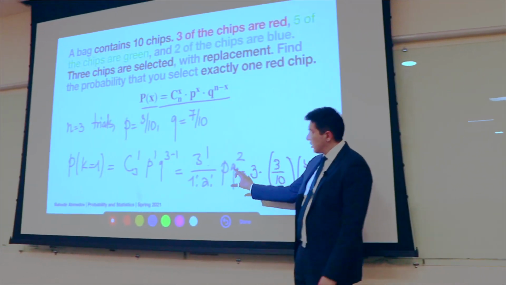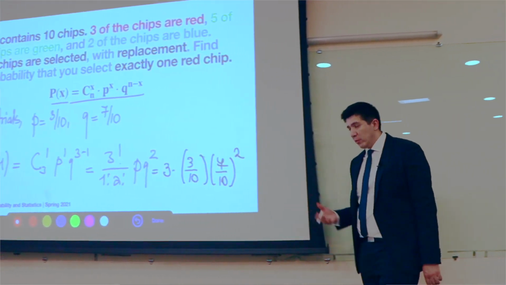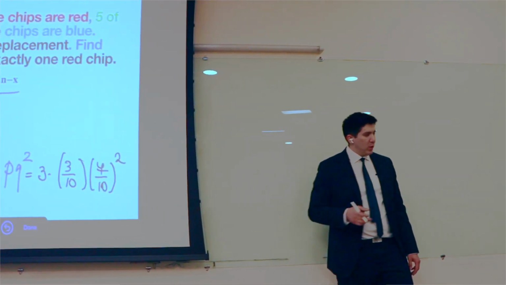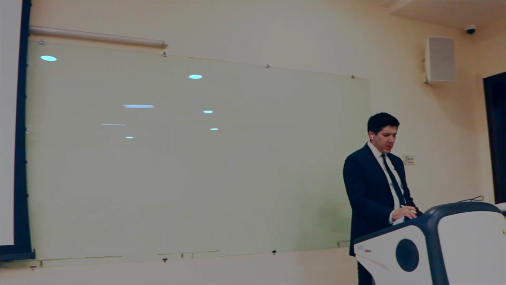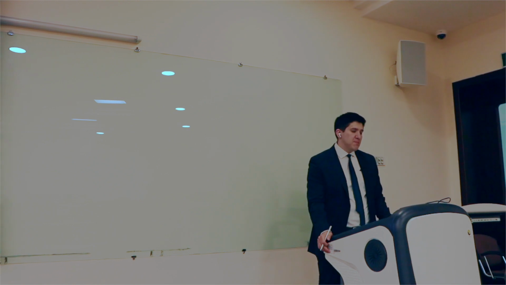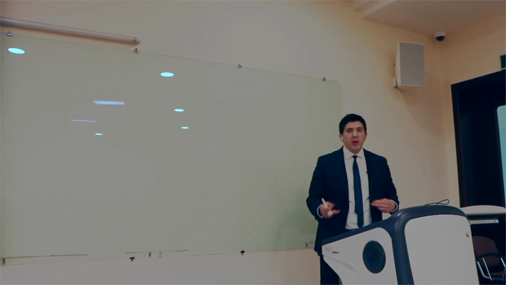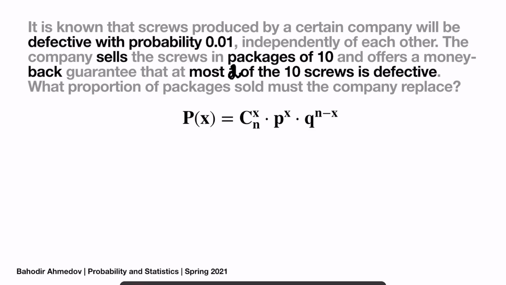But again, you can solve this kind of problem using just one formula of the binomial distribution. The binomial distribution is very important because we can get this kind of distribution in many different situations in our life. Let's solve the problem. It is known that screws produced by a certain company will be defective with a probability of 0.01. The company produces packages of 10 screws, and it has a money back guarantee that at most 2 screws out of 10 are defective.